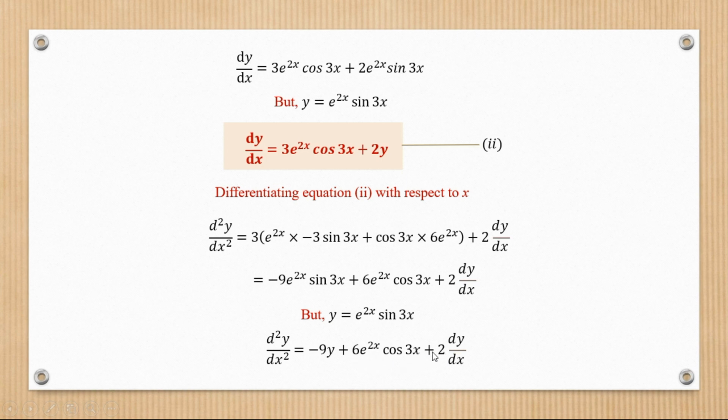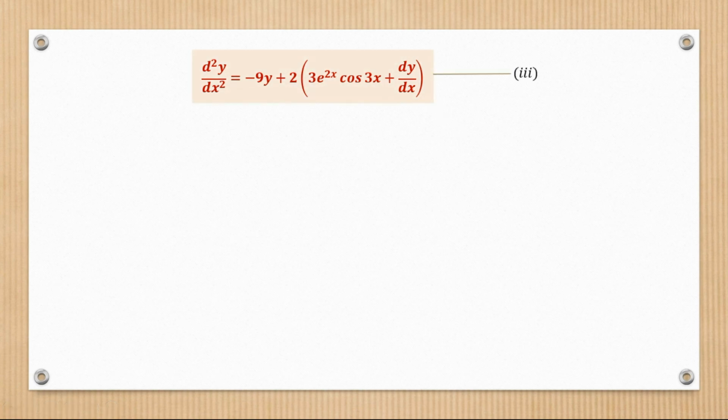Now the first thing I can see here is that I can factorize out a 2. Then I'll have it as 2 into 3e2x cos 3x plus dy dx. Now this shall be our equation 3. From equation 2, I can get a value for this and substitute for that. Now remember that dy dx was equal to 3e2x cos 3x plus 2y.